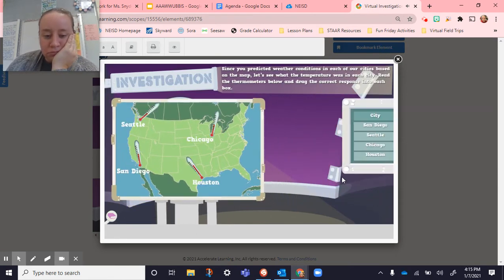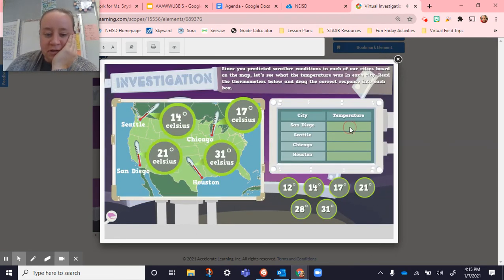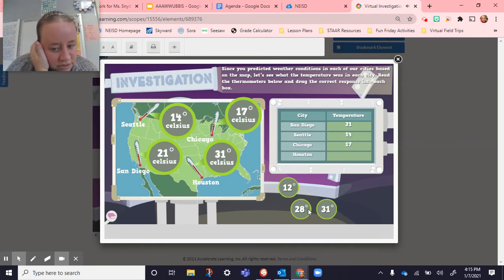All right. Temperatures, we've got San Diego at 21 degrees. Seattle is at 14. Chicago is at 17. And Houston is at 31.